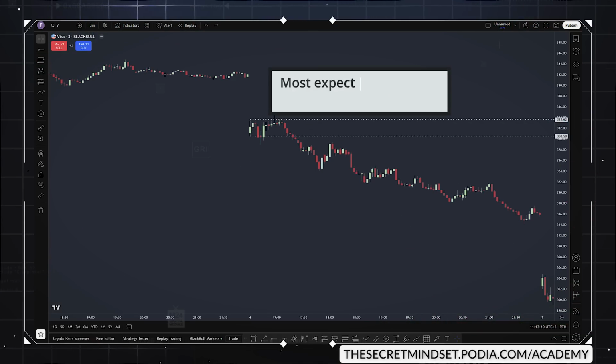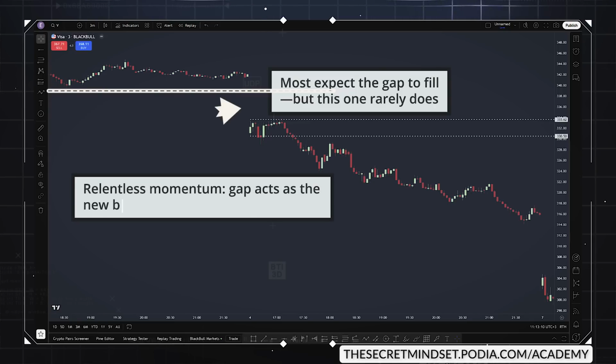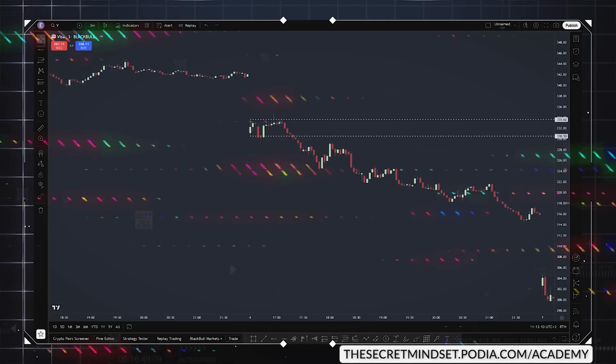Most traders think the gap will fill. It always fills, they say, and they try to fade it. But the gap and go pattern is different. The news is too strong, or the surprise is too big. The market moves fast. The gap becomes the new base. Price almost never comes back to fill it, at least not right away.